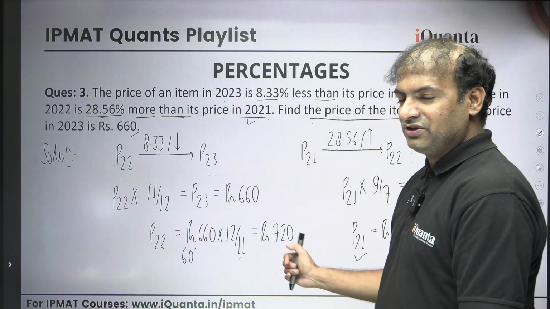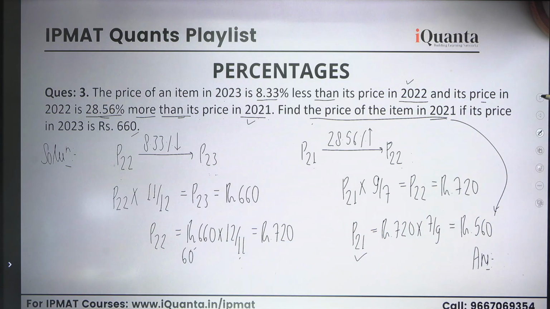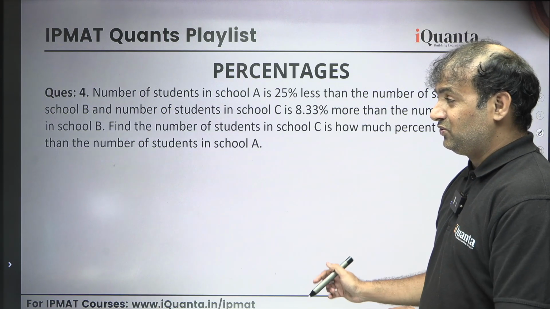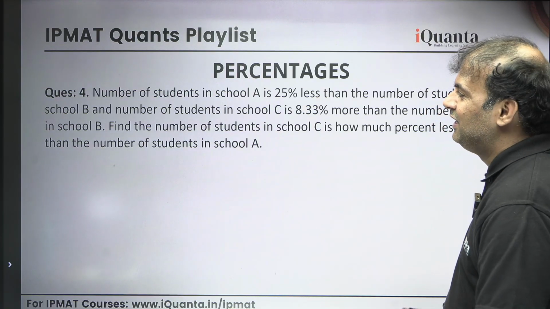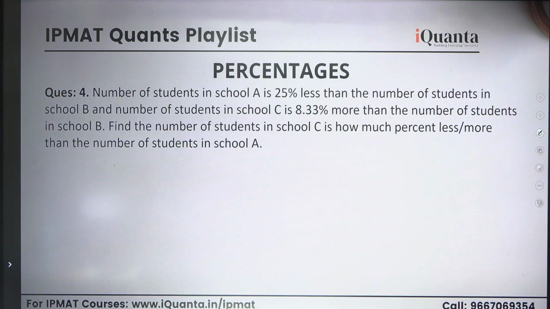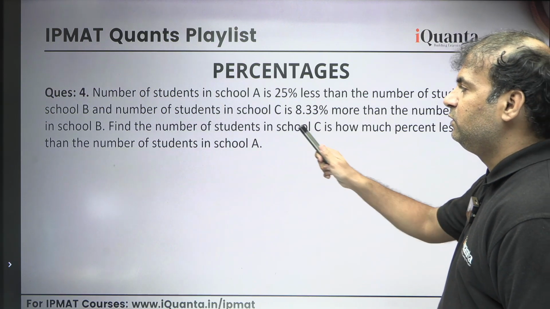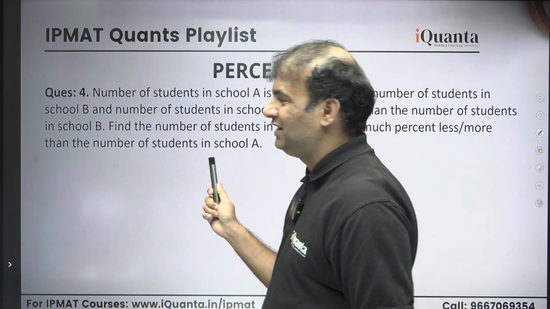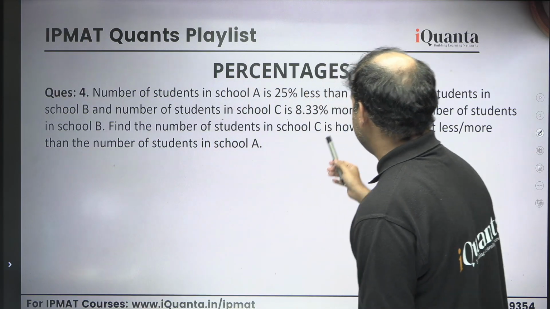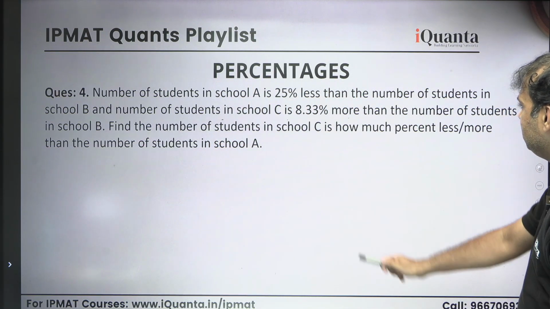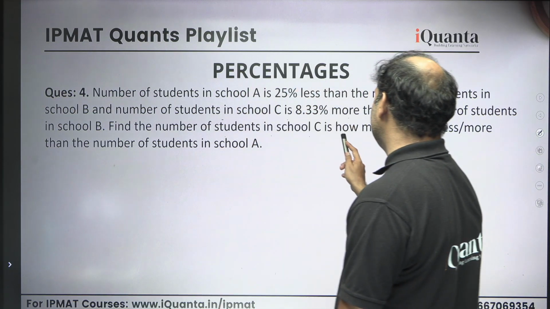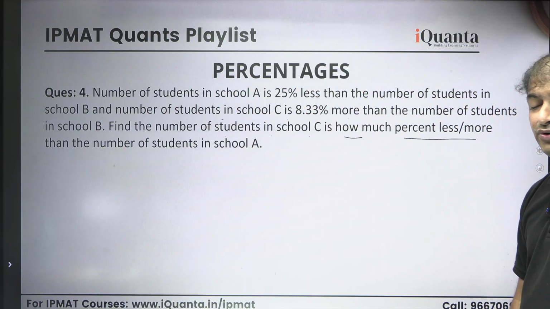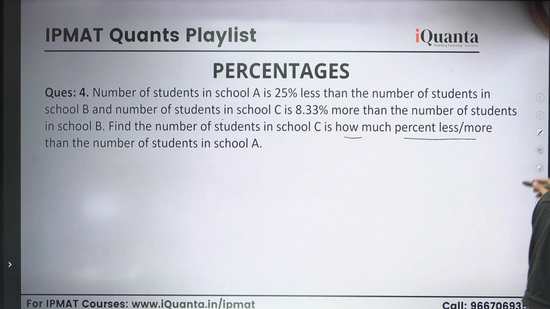Okay, so that was question number 3. Now let's move to question number 4. A very nice question, right? You can take a pause and then solve, and then see the solution. All right, question number 4 says that the number of students in school A is 25% less than the number of students in school B. All right, again a percentage change. Number of students in school C is 8.33% more than the number of students in school B. Find the number of students in school C is how much percent less or more than the number of students in school A. All right.